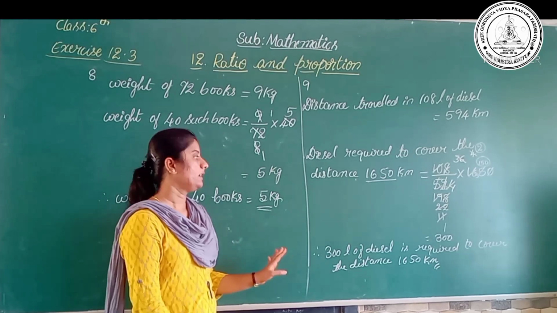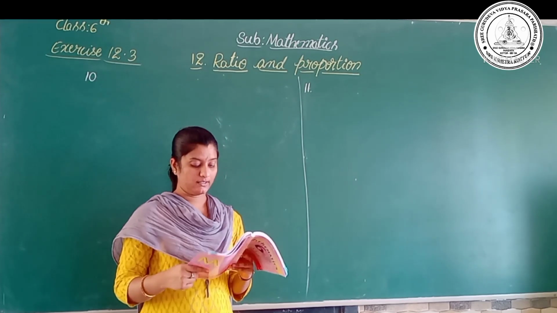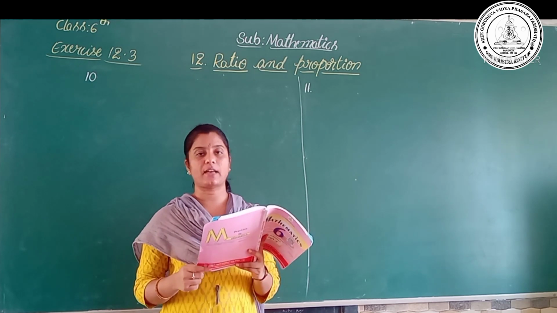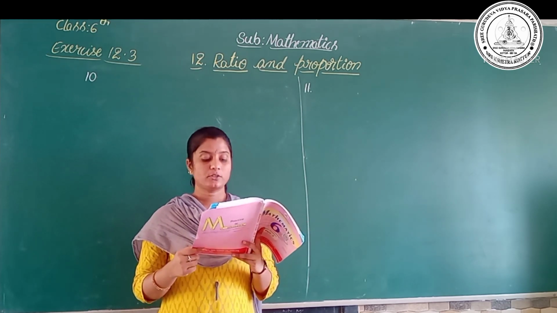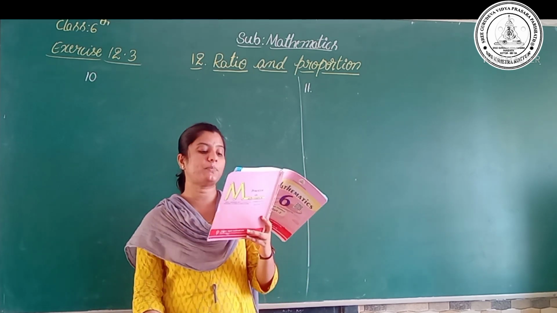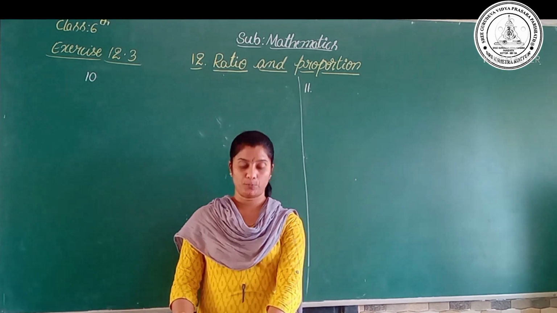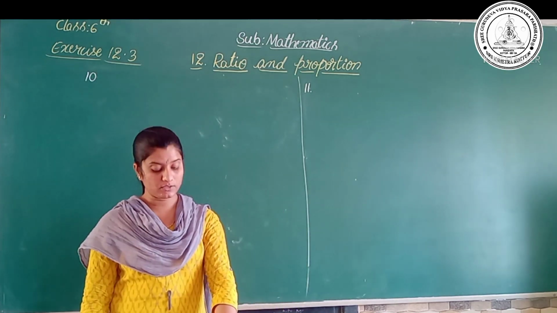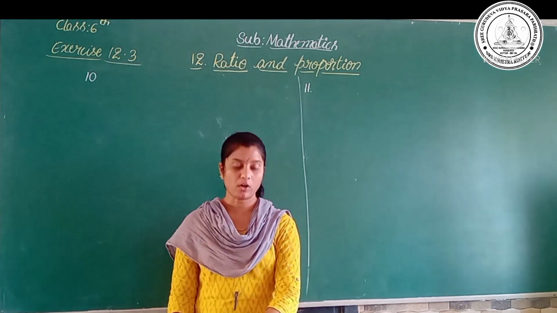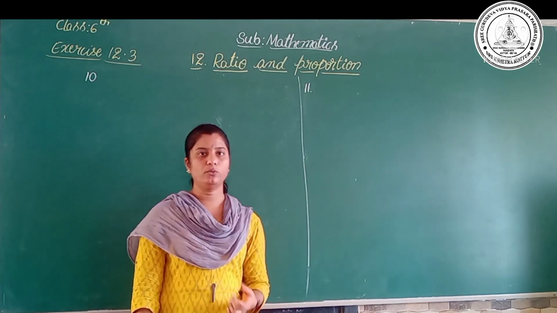Is it clear? Yes. Then let's go to the 10th question. The 10th question is: Raju purchases 10 pens for 150 rupees and Manish buys 7 pens for 84 rupees. Can you say who got the pens cheaper? Here there are two friends who purchased pens for different amounts. We have to compare the cost of the pens and say who got the pens cheaper.